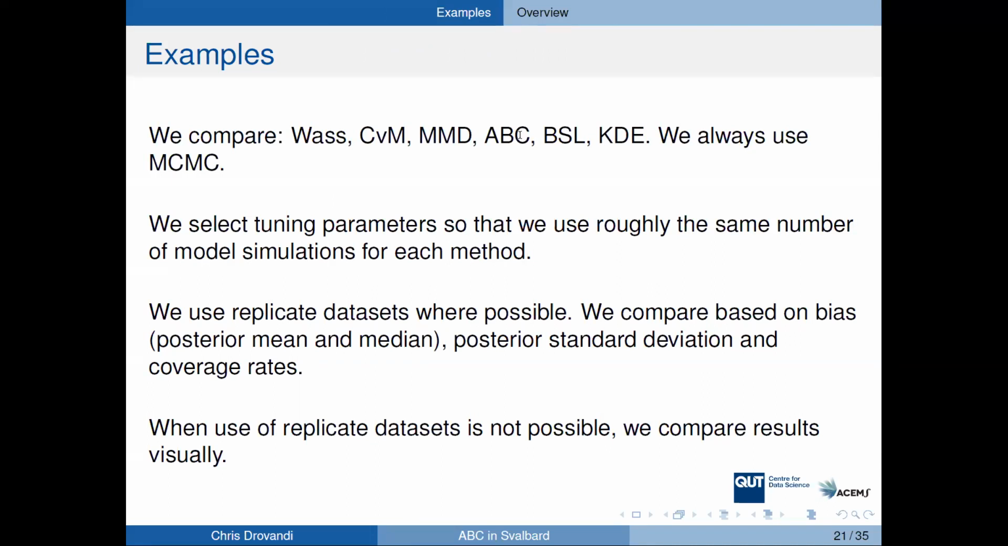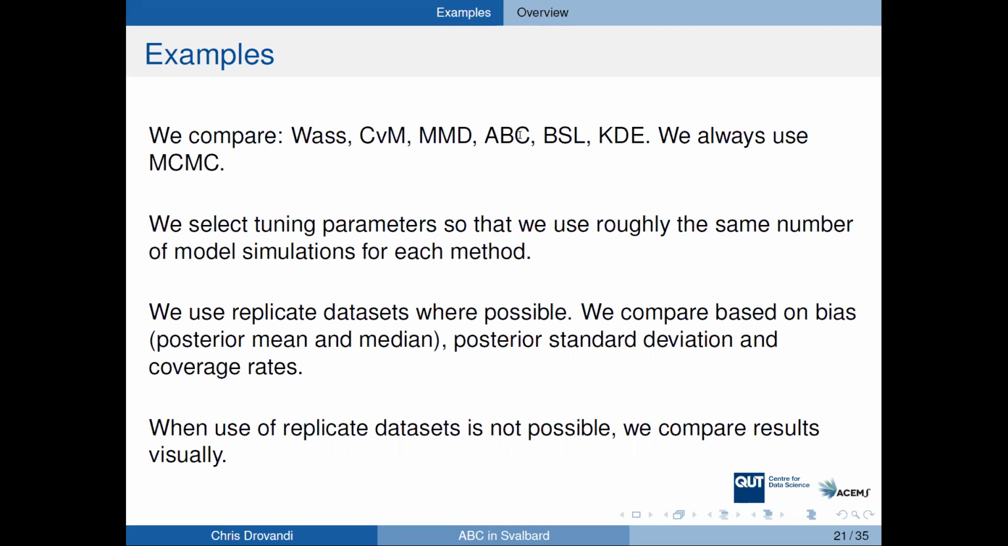So what we were really interested in is, can these approaches actually overcome the curse of dimensionality with respect to the dimension of the data? And secondly, how do they compare with each other? And thirdly, how do they compare with summary statistic-based approaches?